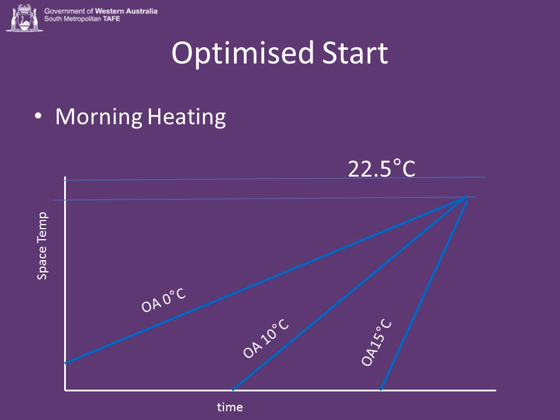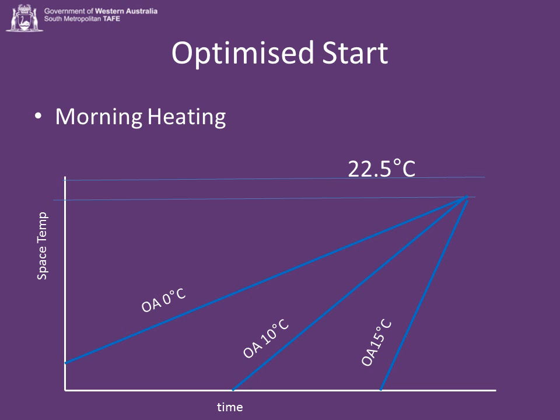So if the outside air is 0 degrees, and I want to get to, I'm not going to go to 22.5, I'm going to say I want to get to 20. So slightly less than set point. It's 0 outside, so at 10 degrees an hour, I need to start the building 2 hours early. So it starts the building at 6. But if it looks at it and says, oh, it's 10 degrees outside, so I only need to start the building at 7. We just saved an hour.